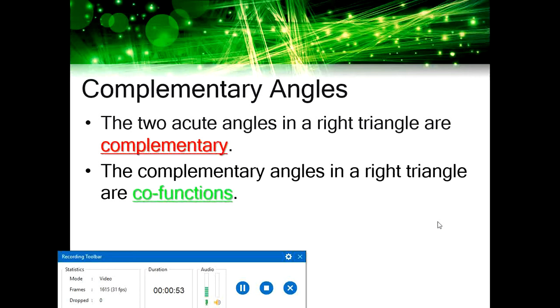These two angles are going to work hand in hand in the right triangle. We can perform any of the trig ratios on either of the two acute complementary angles. So they're going to be referred to as co-functions, and they do have a relationship with each other.